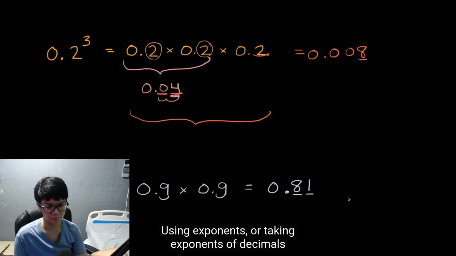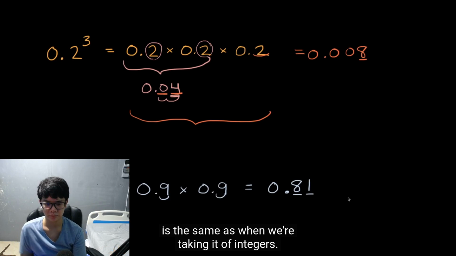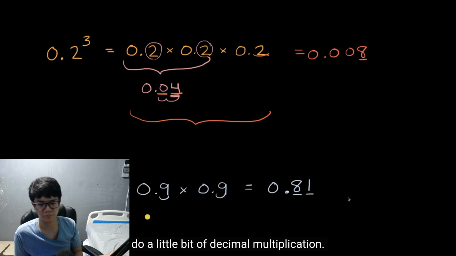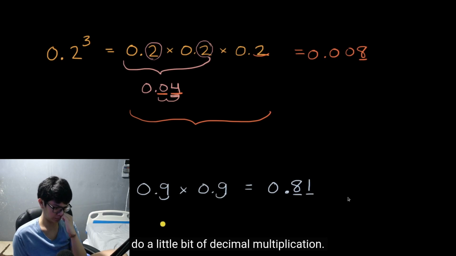But there you go. Taking exponents of decimals is the same as when we're taking it of integers. It's just in this case, you have to do a little bit of decimal multiplication.